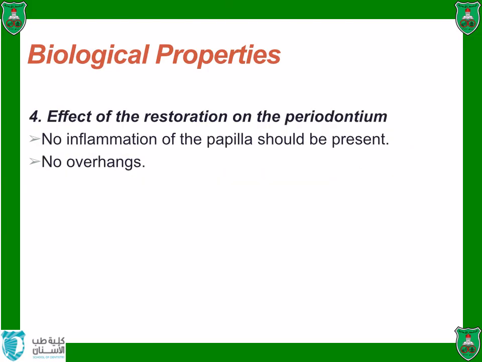Now, effect of the restoration on the periodontium. The restoration you place should have no inflammation of the papilla, and it should have no overhang. If you have an overhang, then as we say, it will affect the gingival health, food accumulation, then we will have loss of bone, and then we will end up with periodontitis around the tooth. So it's very important to examine your restoration for overhangs and the contour, and make sure that there is nothing that will affect the periodontium.